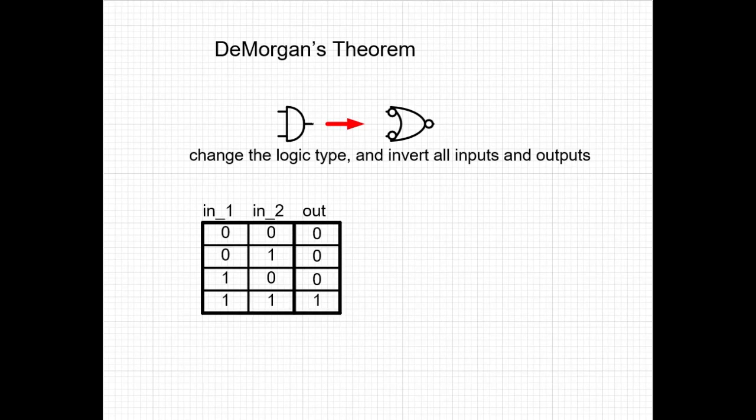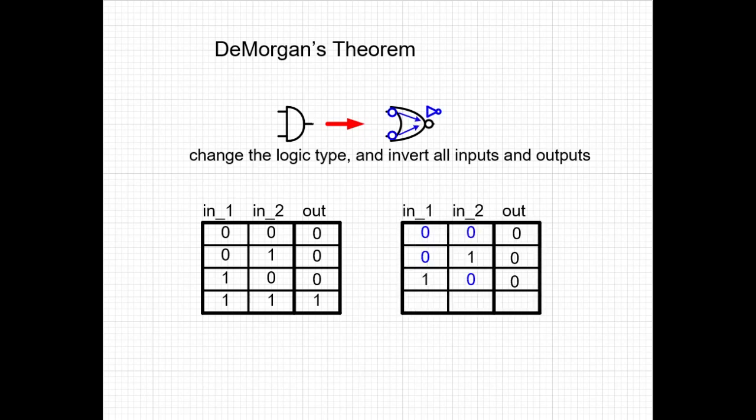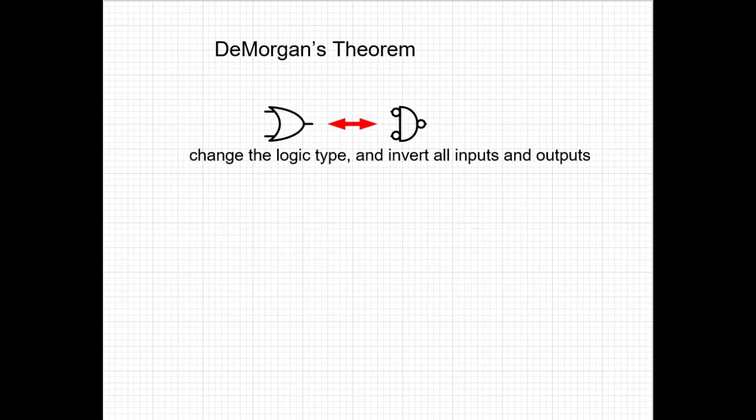We can demonstrate this with our trusty truth table. Here's the table for the AND gate. And this is the table for the inverted OR, where any 0 input makes the OR gate active, but the inversion at the output results in a 0 out. Only when both inputs are a 1, when the OR gate is now inactive, does the output go to a 1. And so, we see that the truth tables are identical. The same thing applies going the other way.